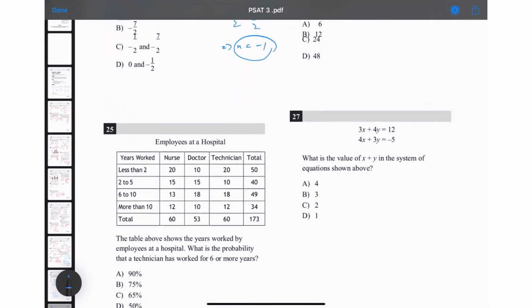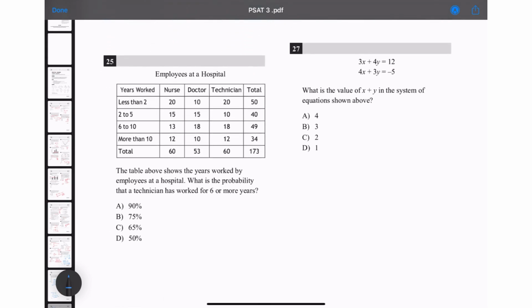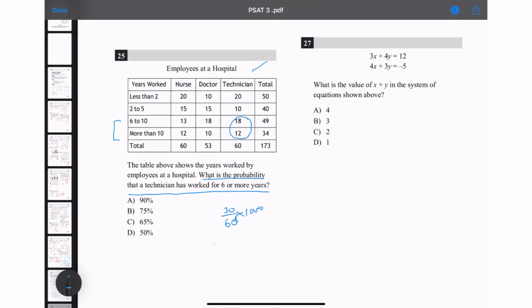Question number 25. Here a table is given about the employees at a hospital, and they are asking what is the probability that a technician has worked for 6 or more years. 6 or more means these two, and he's talking about technicians, that is, out of 60 how many technicians. So simply take 30 over 60 times 100. So I think that should give you 50%. So that is answer D.